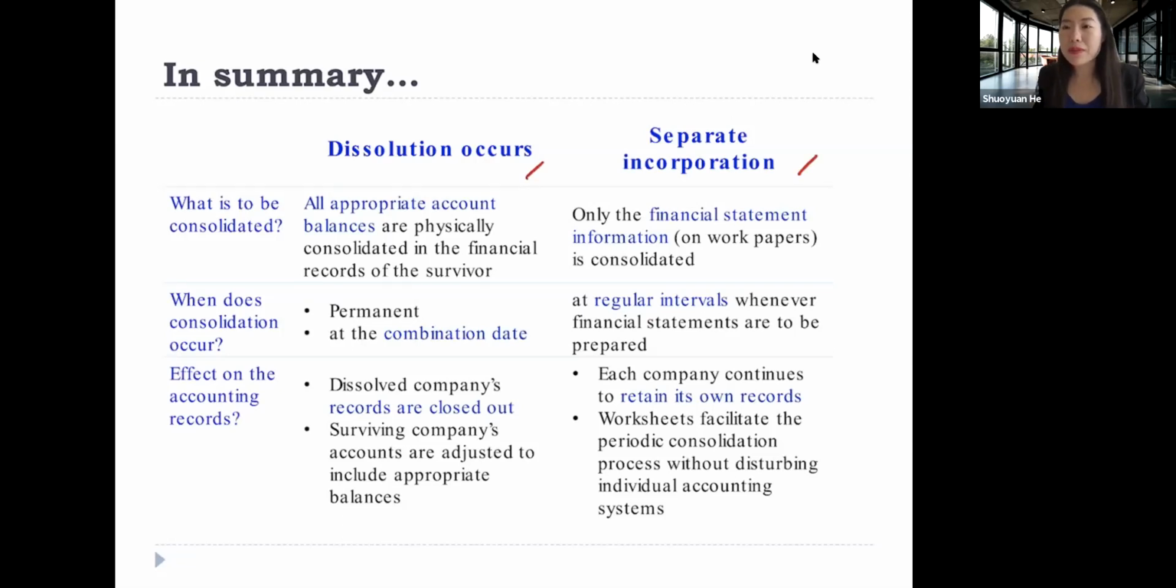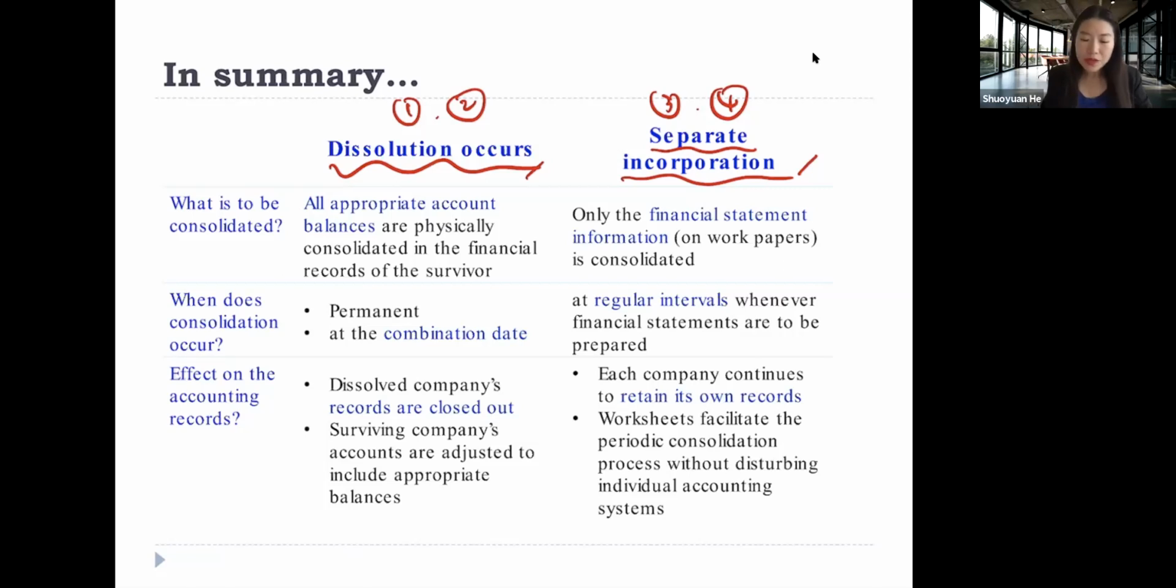So what do we mean by the form of business combination would affect how the acquisition method is applied? If you still remember, when we talk about the form of business combination, we have four situations. And in the first two, dissolution takes place. So either one or both of the original entities dissolve, and there's only one resulting entity, one surviving entity. And in 3 and 4, there's no dissolution, and separate incorporation remains as a result of the business combination.